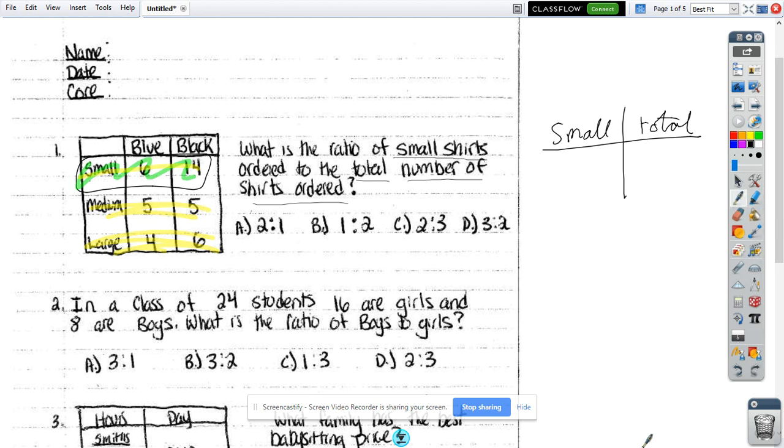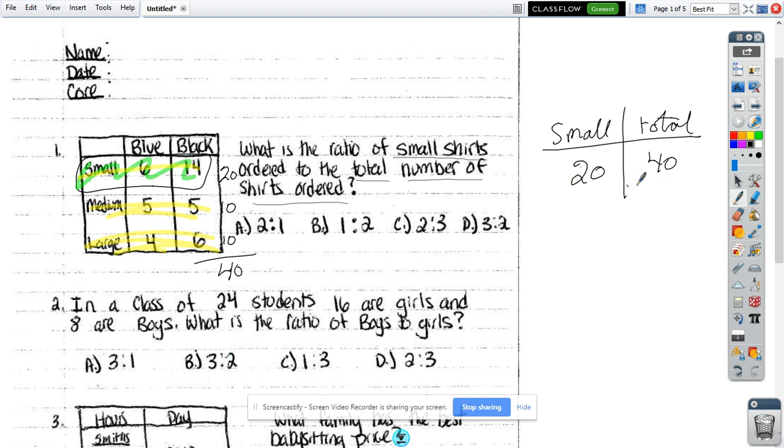So let's first add up the total shirts. 6 and 14 is 20. 5 and 5 is 10. 4 and 6 is 10. So we'll add them: 20, 10, 10, that's going to be 40. So my total shirts is 40. Then my small shirts, 6 and 14 is 20. That's going to be 20.